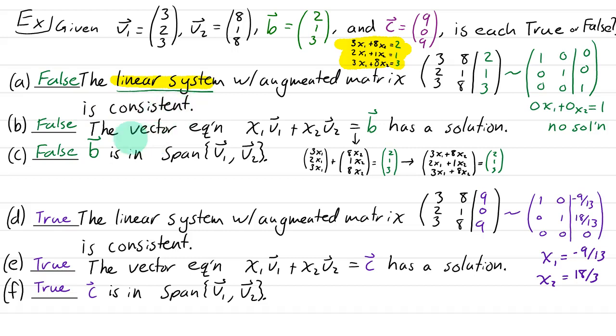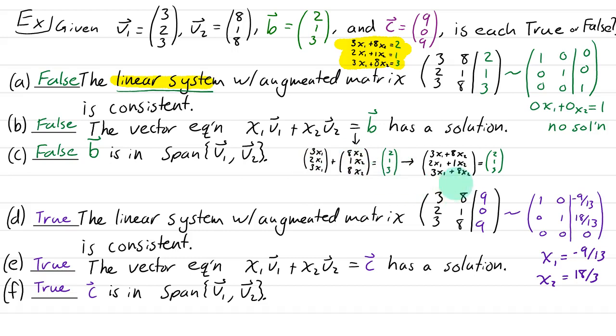Okay, so now what about this vector equation here? Does that have a solution? Well, I went ahead and wrote out this vector equation, x1 times v1. I'm just replacing v1 with 3, 2, 3 here. So doing x1 times that vector just multiplies each of the entries by x1, and then 8, 1, 8 times x2 multiplies each of those entries by x2, and we want to know, is it possible to scale these in such a way that the result ends up being 2, 1, 3?